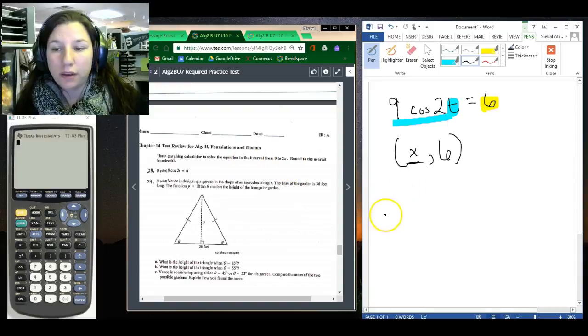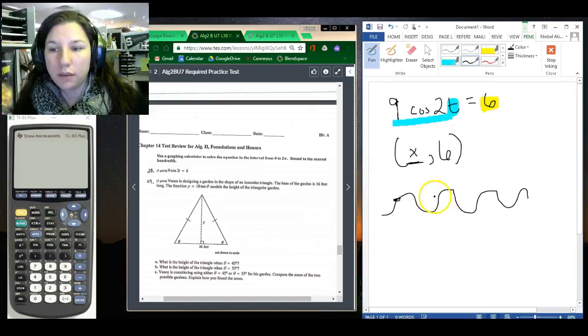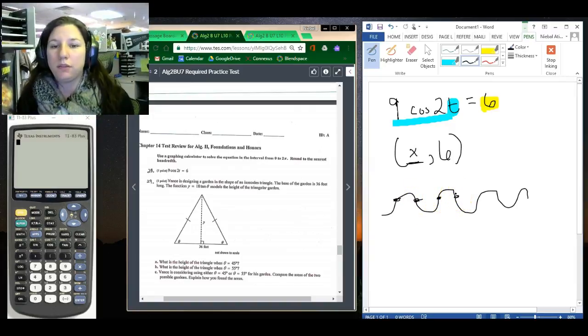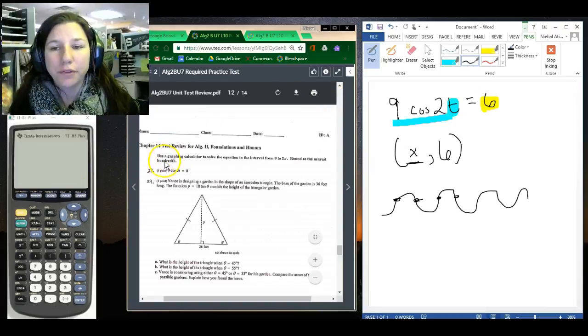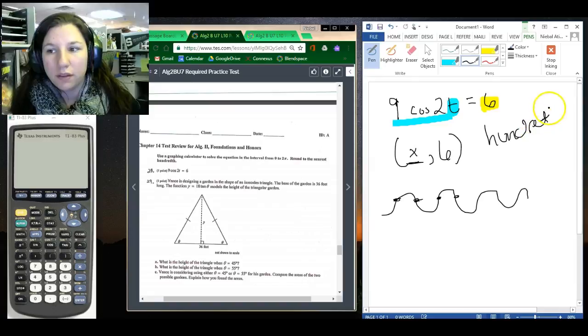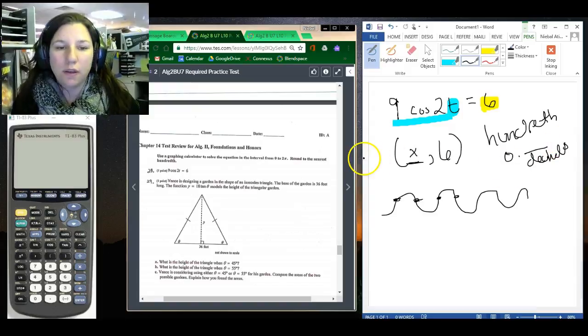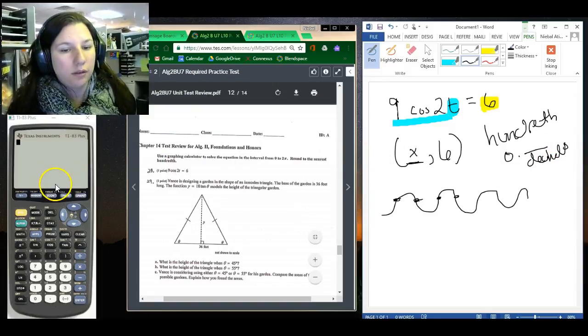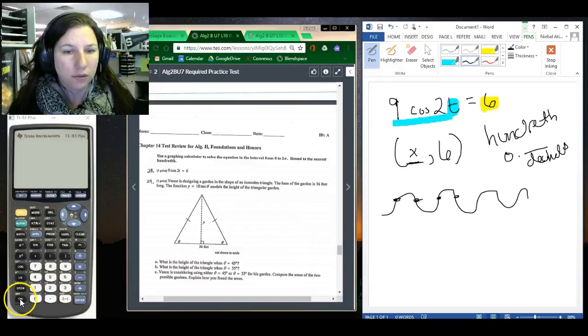And this is a cosine function, right? So it has a cycle, so it's going to hit 6 at multiple spots. So heads up, we're looking for more than one answer. And then I also see it says round to the nearest hundredth, so that's giving you a heads up that you're going to have decimals. This is going to be pretty easy to do on the calculator, but you are going to have to change the settings a little bit so that you can see the correct answers.